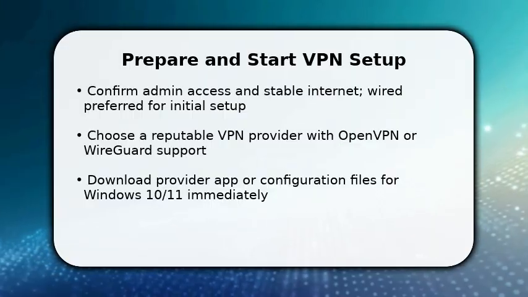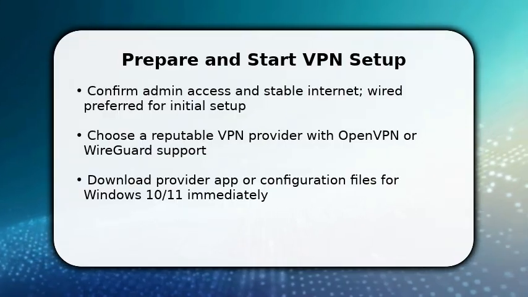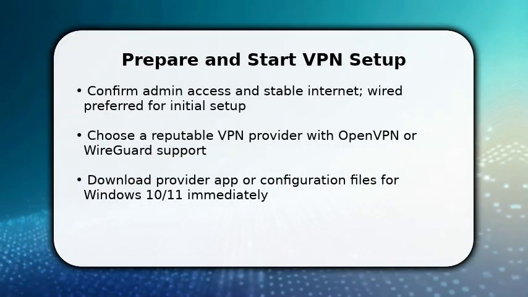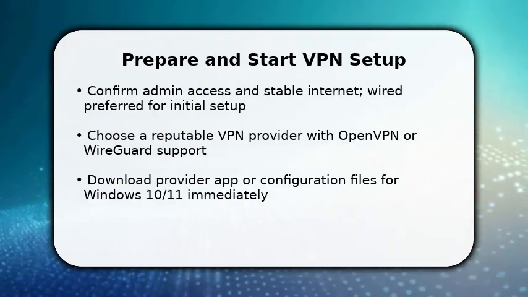You begin by ensuring you have administrator rights and a stable connection. This prevents permission errors. Next, pick a trusted VPN with OpenVPN or WireGuard because those protocols balance speed and security.